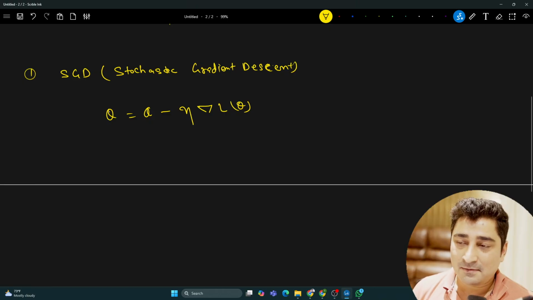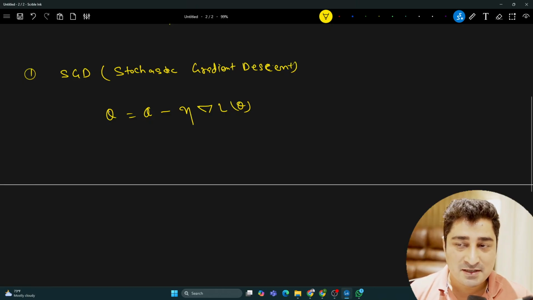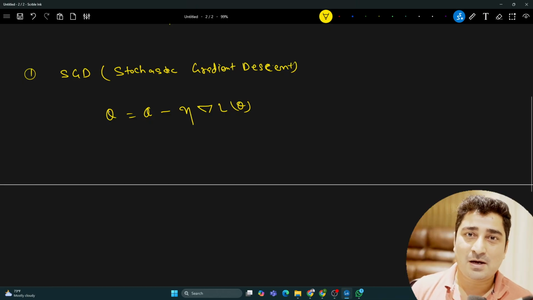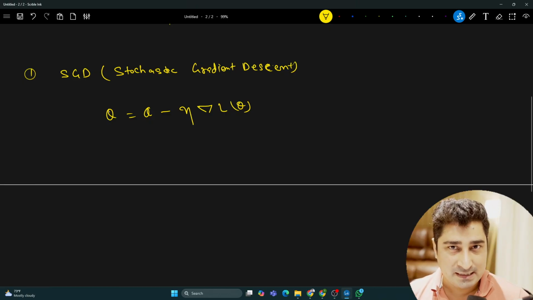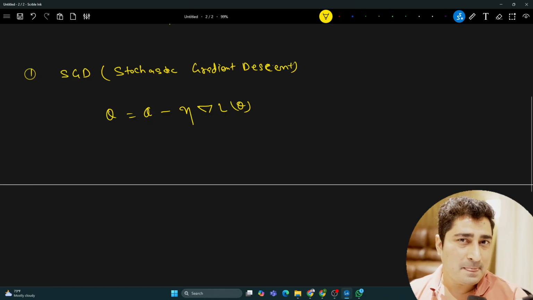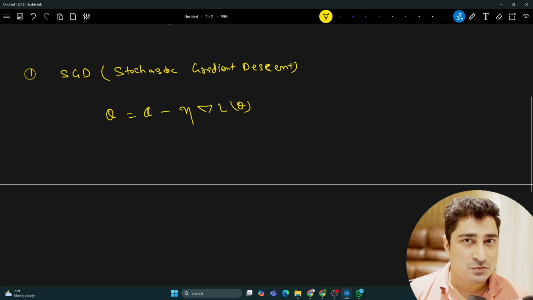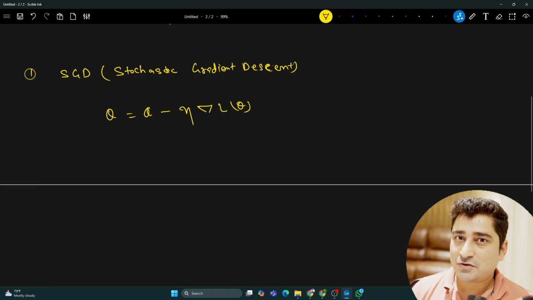And what is the benefit of using stochastic gradient descent, or what is the special thing about stochastic gradient descent, SGD? Basically, it tries to update your weights with a single sample or maybe a small batch of the data, meaning maybe 2 or 3 records. Based on that, it will try to update your weights.